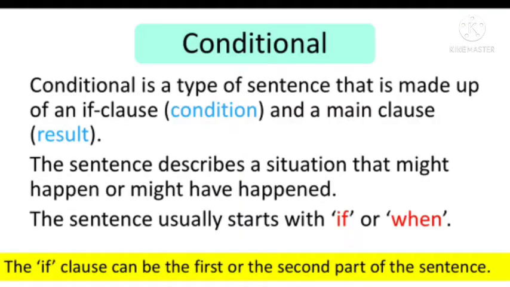Conditional is a type of sentence that is made up of an if clause and main clause. The sentence describes a situation that might happen or might have happened. The sentence usually starts with either if or when. The if clause can be the first or the second part of the sentence.